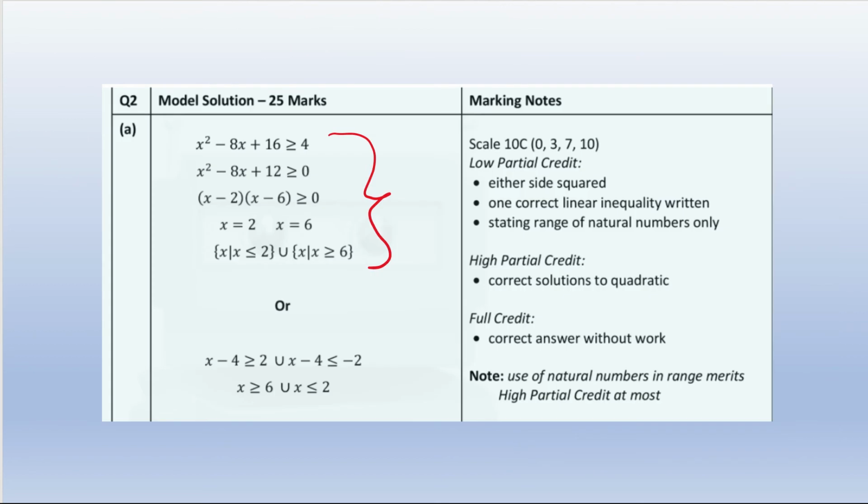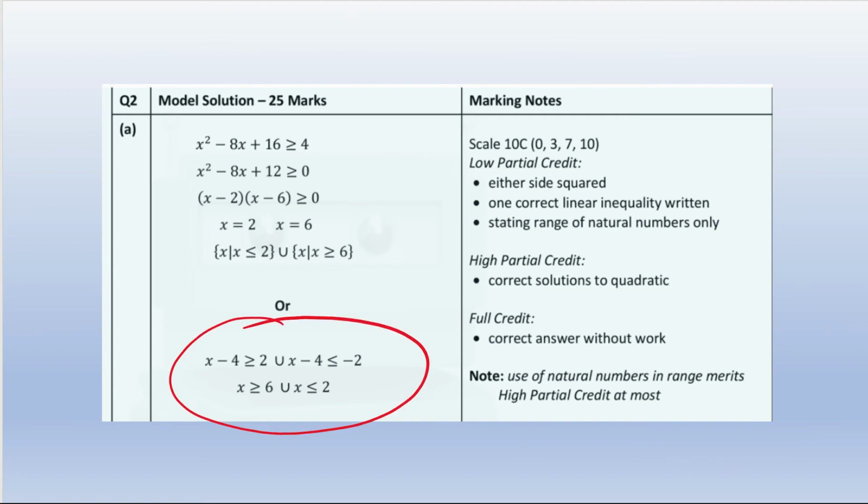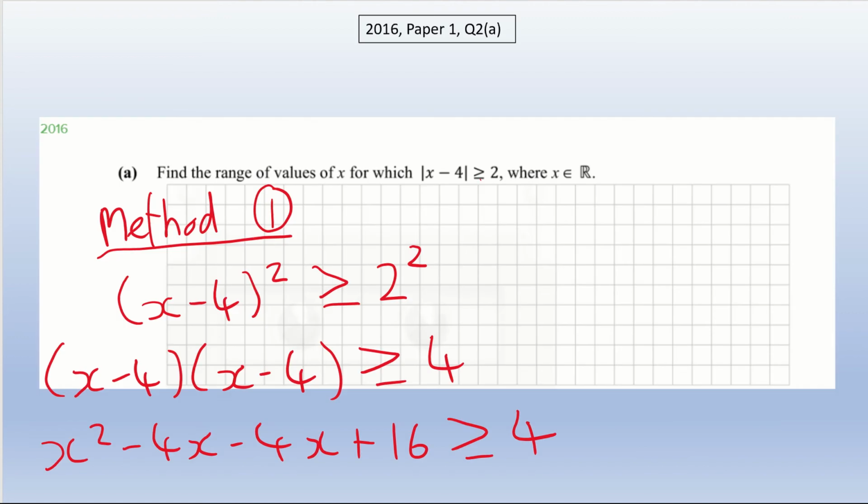And I'll just walk through your method number 2 as well, just in case you find that easier. You'll notice that this is your method number 2. And what they've done here is they've taken the two scenarios. So in my original question, I had the absolute value of x minus 4 is greater than 2. So they've taken the two scenarios and found out what the story was with both of those.